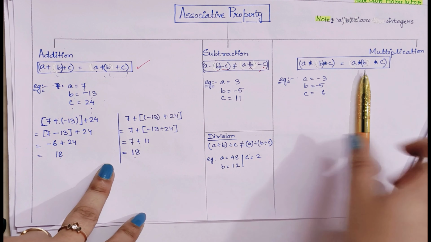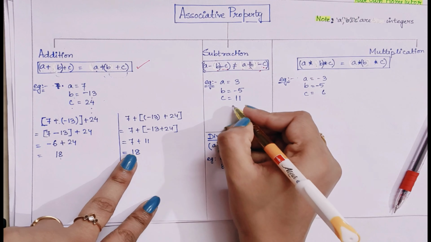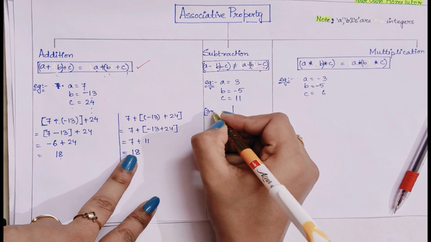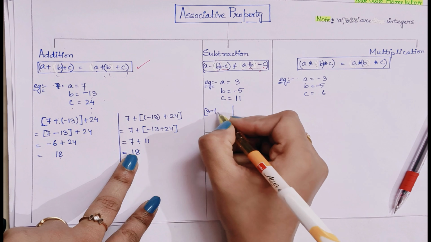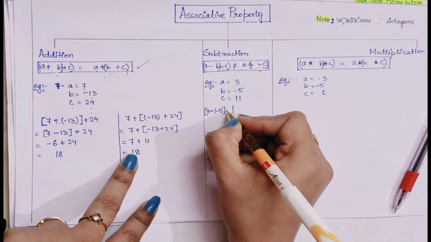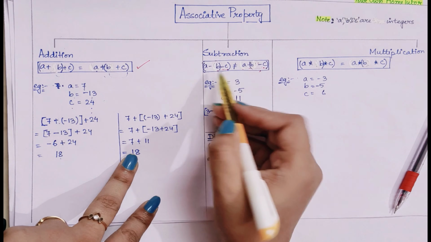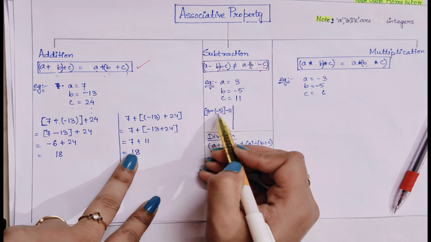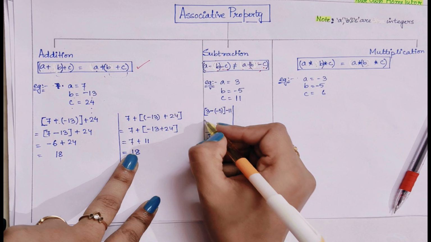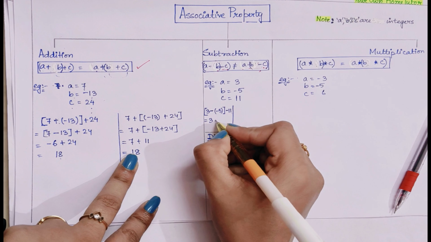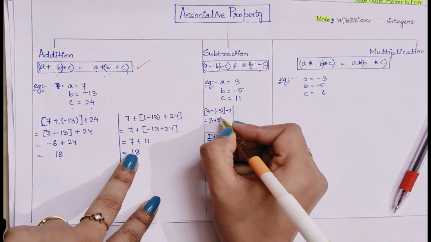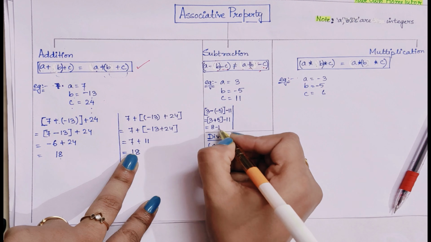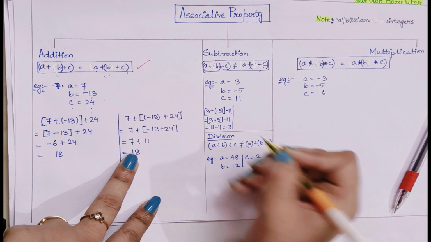So let us see now. I will write in this fashion: A minus B minus C. I have used the third bracket because we have to put minus 5 in the first bracket. So the result will be 3 minus minus plus of 5 minus 11. I will get 8 minus 11. The answer will be minus 3.